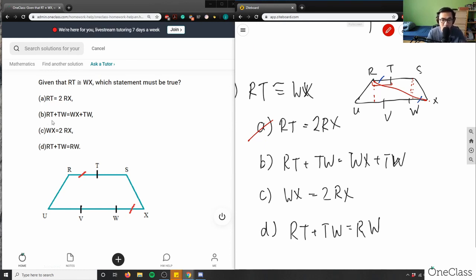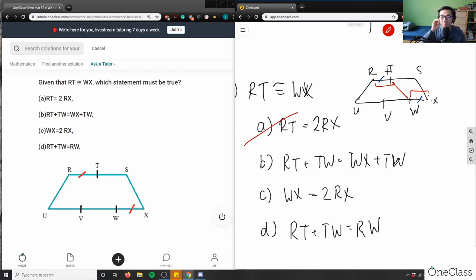Let's look at B. B is RT plus TW equals WX plus TW. So let me erase this now. I know A is wrong. RT is this side here, and TW is this side from here to here, equals WX, from here to here, and TW. So in this case, B is correct.